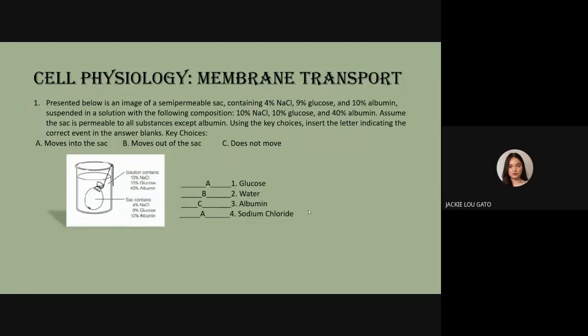So for the next part of stepping in, which is cell physiology or membrane transport. Number 1 consists of 4 items. The first one is glucose. Our answer is A, which moves into the sac. The second one is water. Our answer is B, which moves out of the sac.